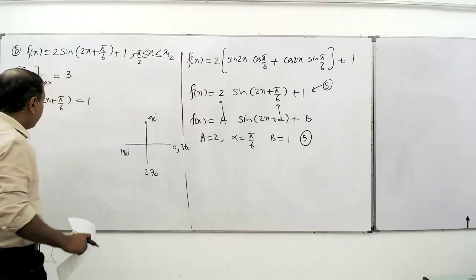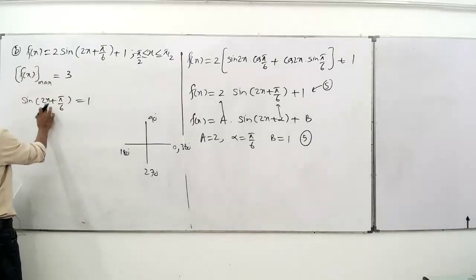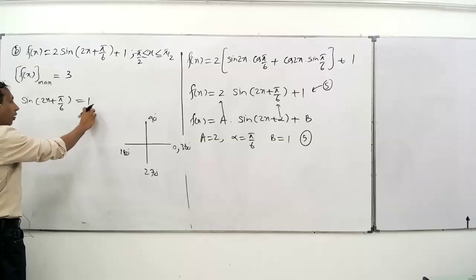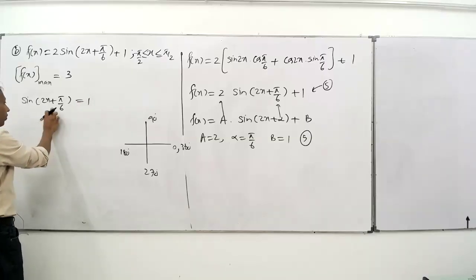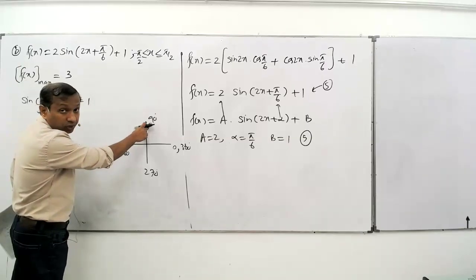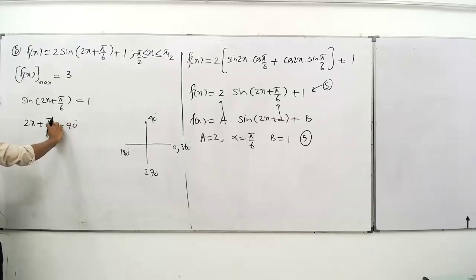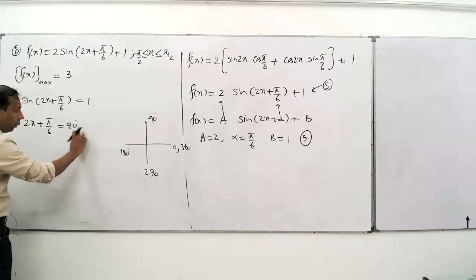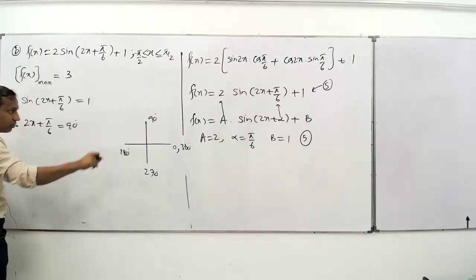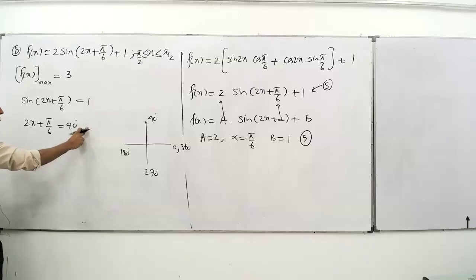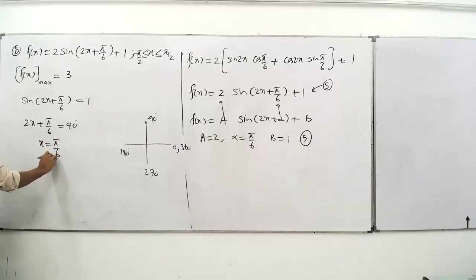Right. So here we have sine of the angle equal to 1. To get this 1, this angle should be where? On the positive y-axis. Then we can write 2x plus π/6 should be 90. Correct, no? π/6 is what, people? 30. Take to the right-hand side, 90 minus 30, then 60. 2x equals 60, then x equals 30, that is π/6.